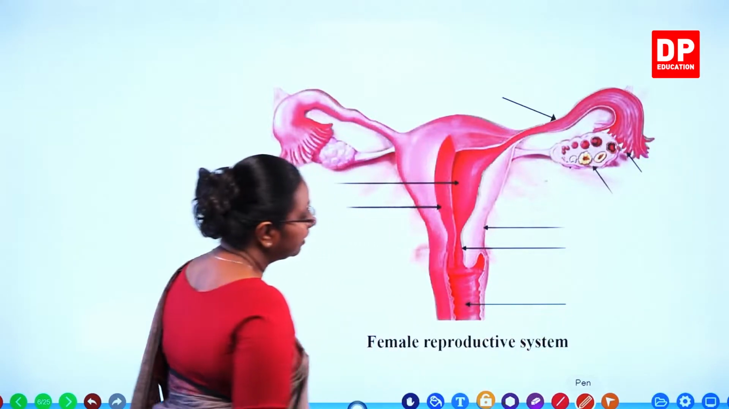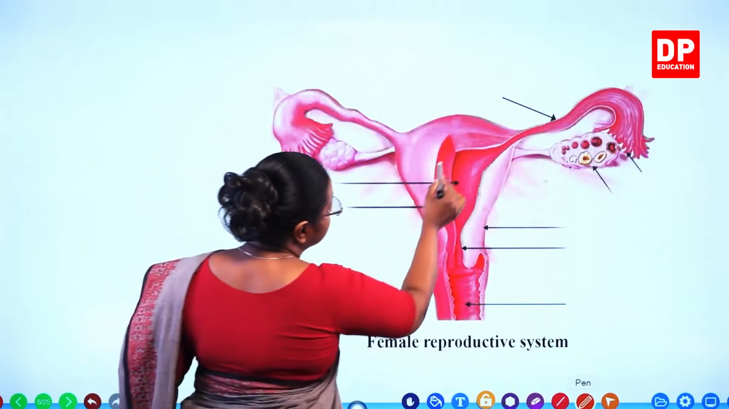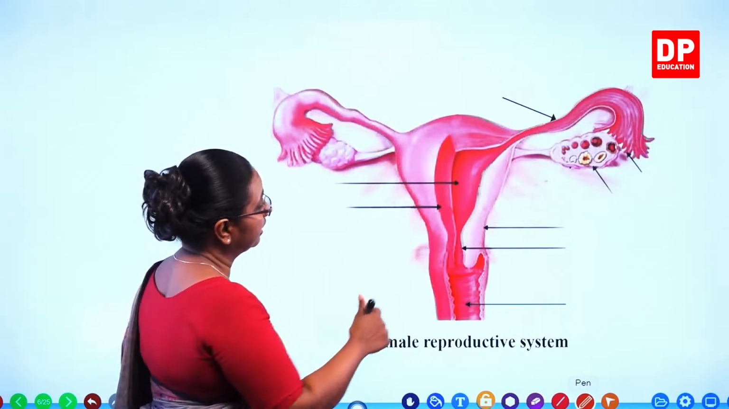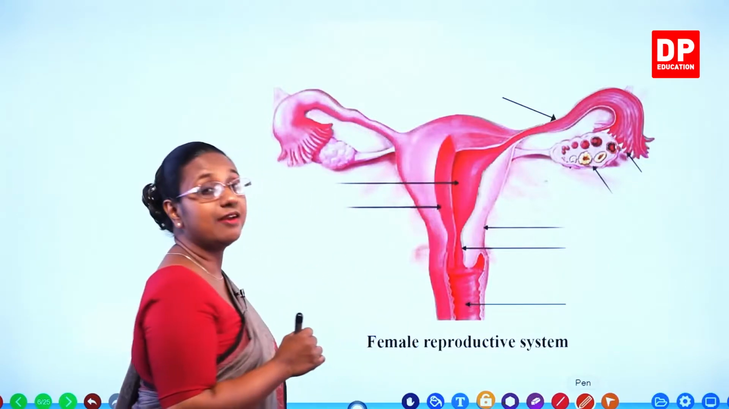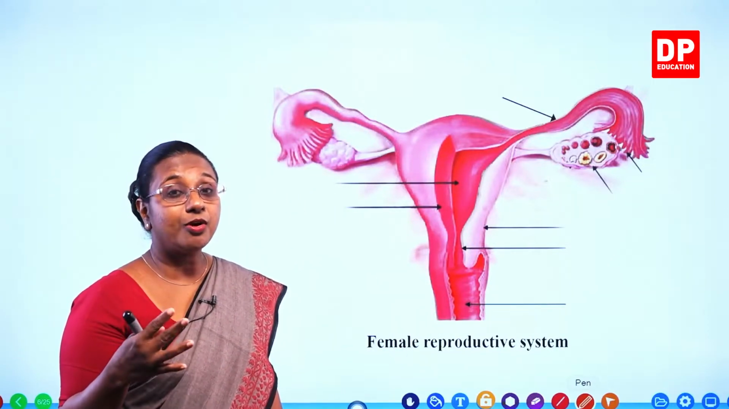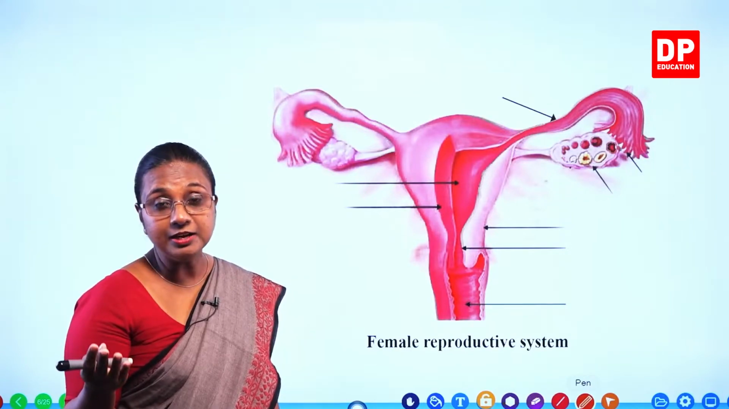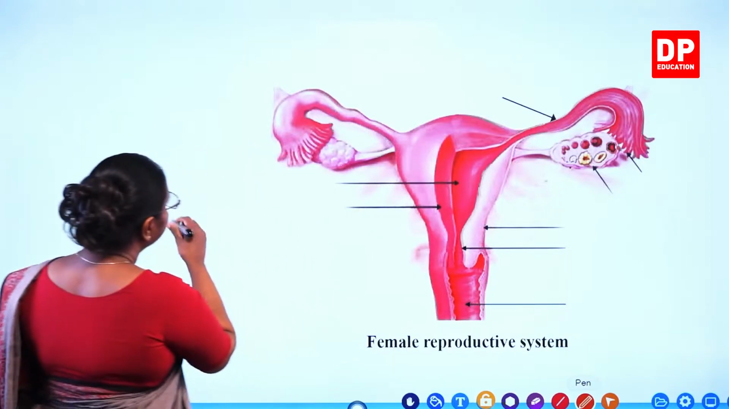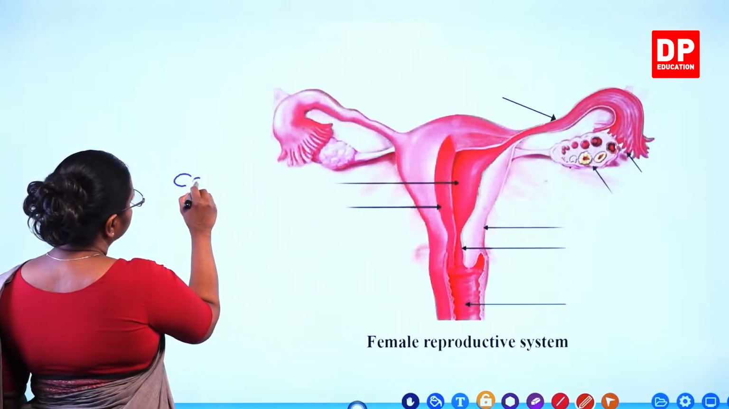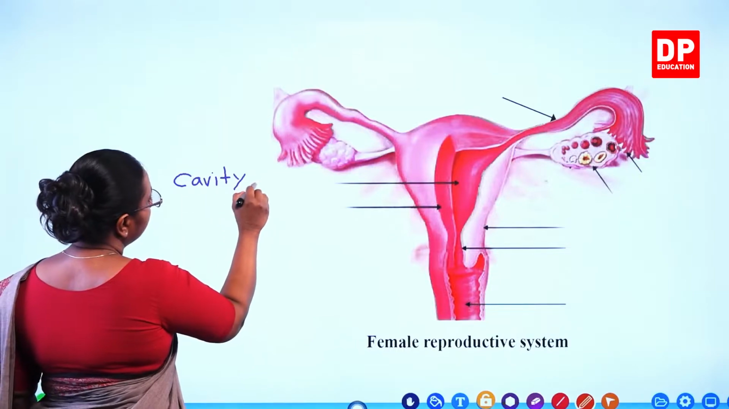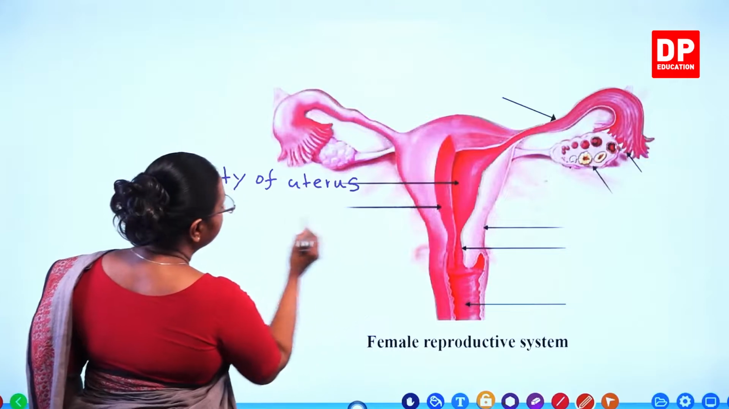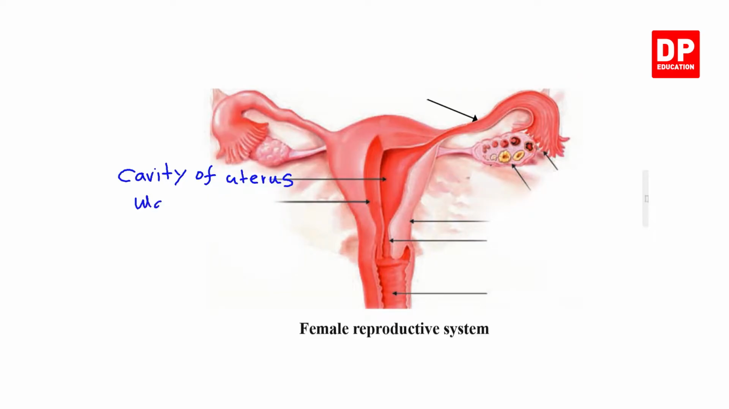and it extends to form the vagina, and here you can see this is a muscular wall. So that is the wall of the uterus, and inside we have the cavity of the uterus, or we can call it the uterine cavity, uterine wall. So if we label the parts, this one in the middle is the cavity of uterus. Then we have the wall of uterus.